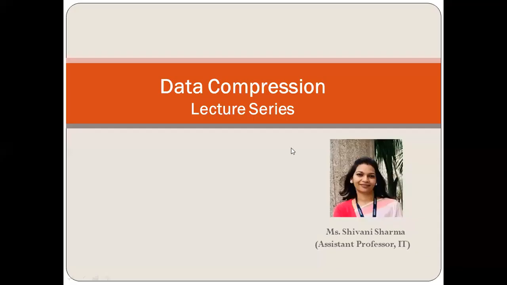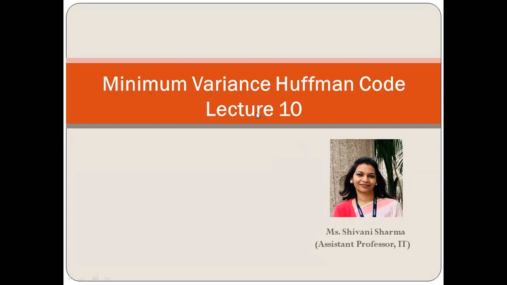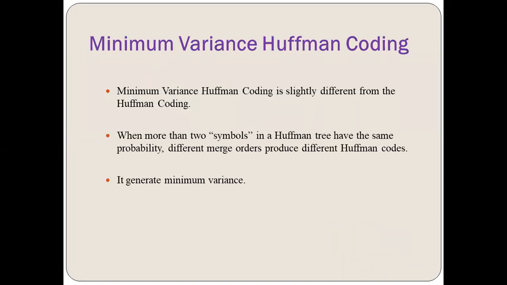So, fine students, what we did in the earlier lecture was Huffman coding, right? Now, the next thing we are going to study in this session is minimum variance Huffman coding. Minimum variance Huffman coding is slightly different from the Huffman coding. The objective of this lecture is to understand how we are going to encode the symbols with the help of minimum variance Huffman coding. And secondly, we are going to compare the standard Huffman with the minimum variance Huffman code.